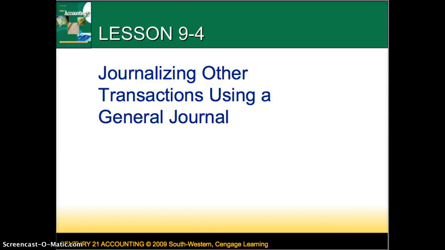This is lecture 9.4, Journalizing Other Transactions Using a General Journal. This is found on page 254 of your book. We are going to get started here.